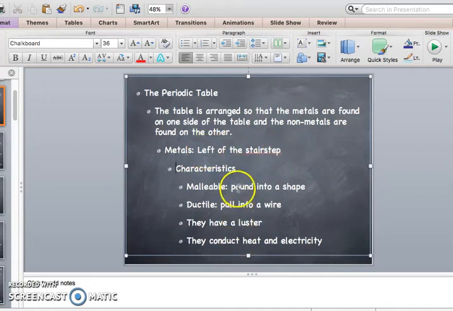These are some of the characteristics here that you guys could copy down into your notes. You could pound them into a shape. They're pulled into a wire. They have a shine to them, the luster, and they're really good at conducting heat and electricity.